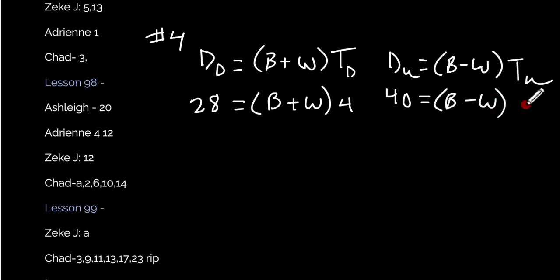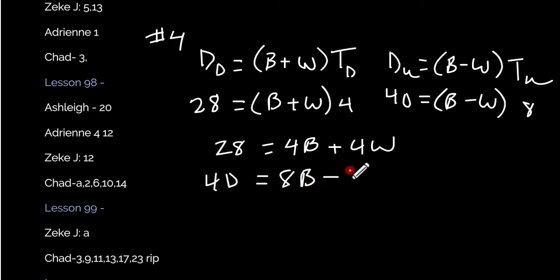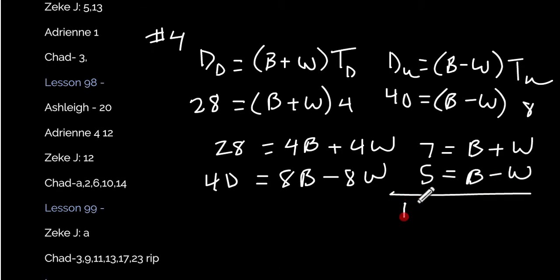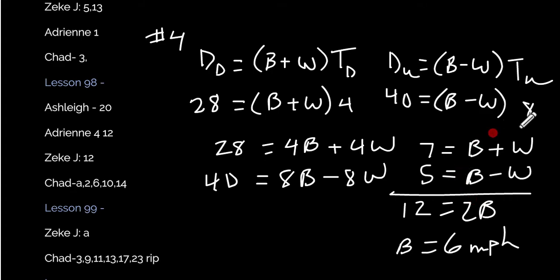Time upstream was 8. And then you're just going to distribute it through. 28 equals 4 boat plus 4 water. And 40 equals 8 boat minus 8 water. I'm not going to solve this, but what I'd probably do is divide everything by 4 and do 7 equals boat plus water. Divide everything by 8 and we get 5 equals boat minus water. Oh gee, I could almost solve it here. So we're going to get 12 equals 2 boat. The boat is going to be 6 miles per hour or whatever it's in. And then you can just go back up into one of these equations and you're going to see that water is 1 mile per hour. Wasn't planning on doing that, but I did.